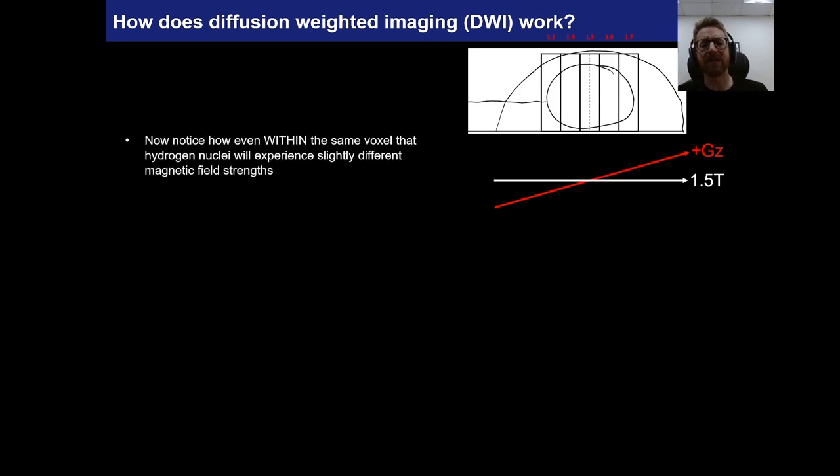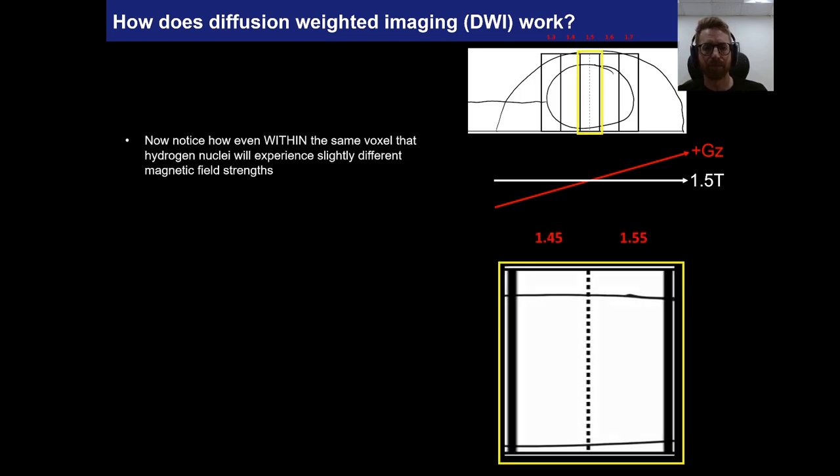Notice how even within the same voxel, different columns within that voxel are going to experience different magnetic field strengths. So we're arbitrarily going to divide the voxel into 2 columns. You could divide it into any number of columns, but just for simplicity, we're just going to think of a voxel being divided into 2 columns. So when we apply this gradient magnetic field, the left-hand column is going to experience a lower magnetic field strength than the right-hand column. So what?